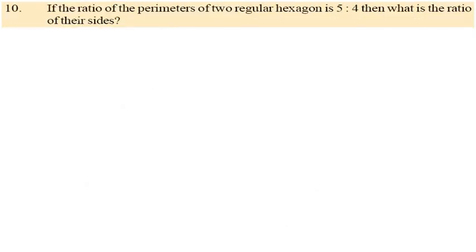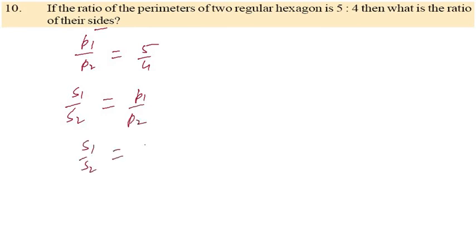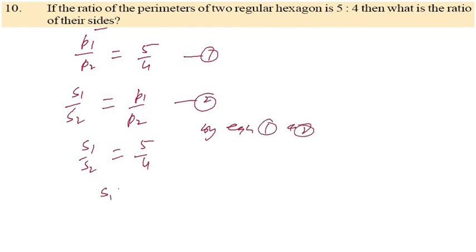Now come to question number 10. The ratio of perimeters of two regular hexagons is 5 to 4. So that is the perimeter P1 upon P2, which is given as 5 to 4. What will be the ratio of their sides? So side ratio S1 upon S2 is equal to the perimeter ratio. Both are equal. So S1 upon S2 is equal to 5 to 4. That is the answer.